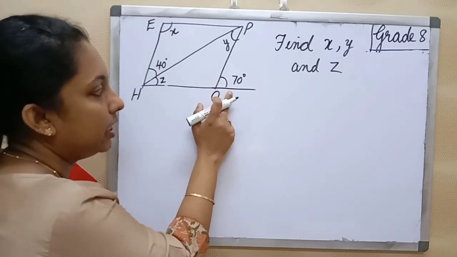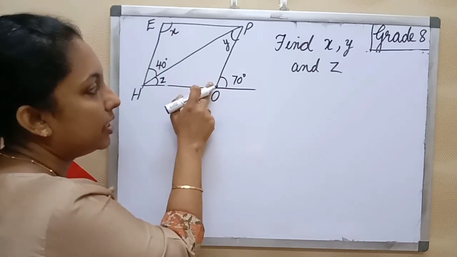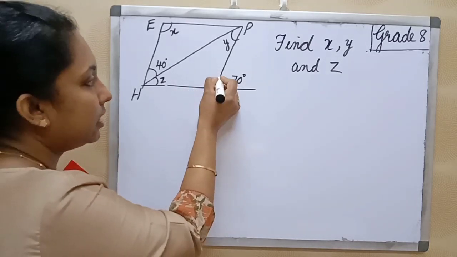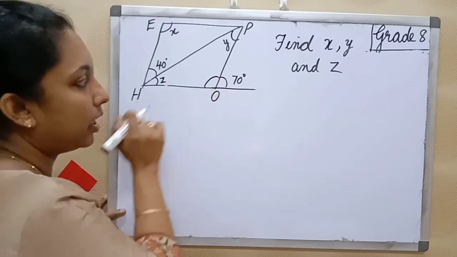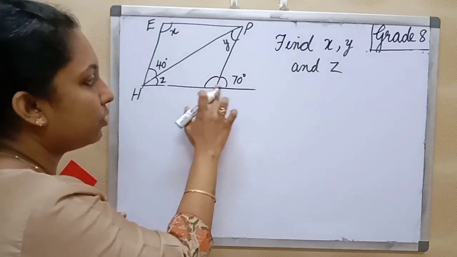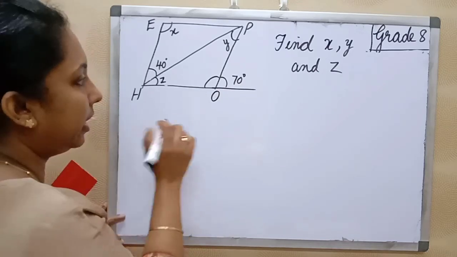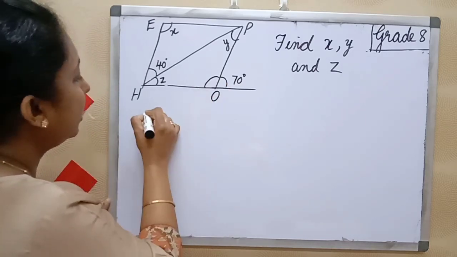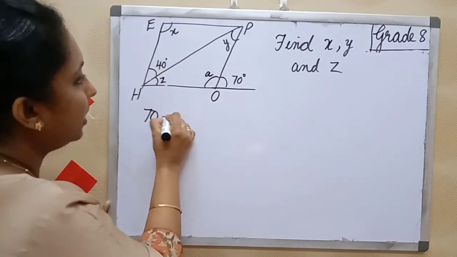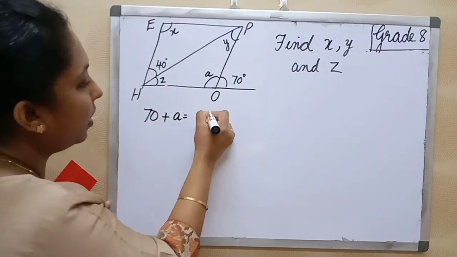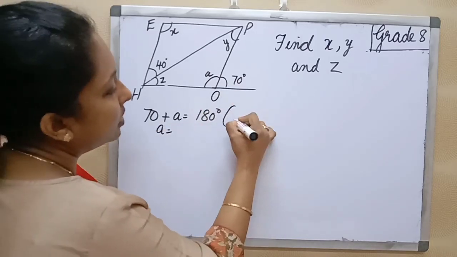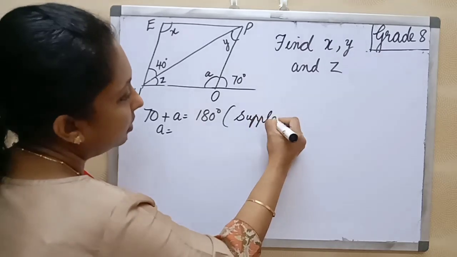So the exterior angle plus the adjacent interior angle is equal to 180 degrees. That is, when we add these two angles, we get 180, supplementary angles. These two adjacent angles form a linear pair. So how can we find this? 70 plus, I am giving a small letter a, 70 plus a is equal to 180 degrees. So a is equal to the supplementary angle.